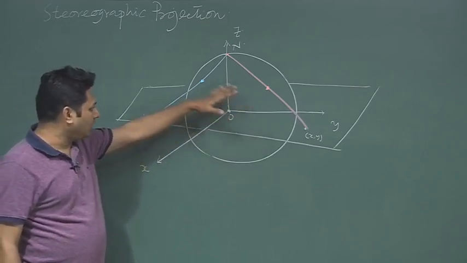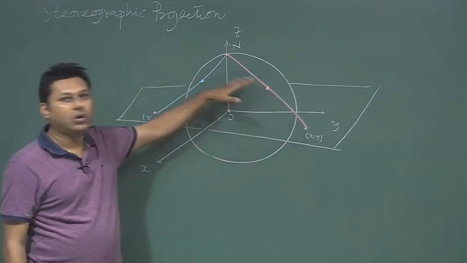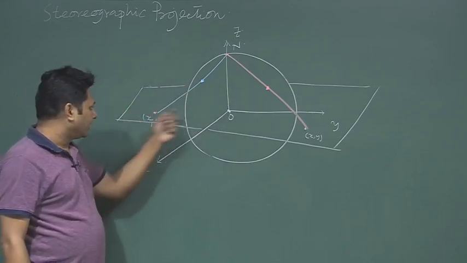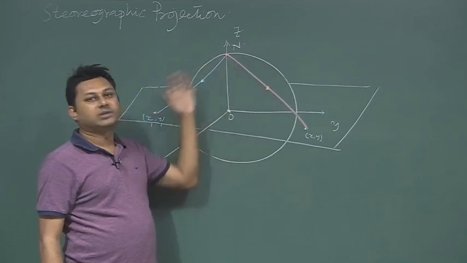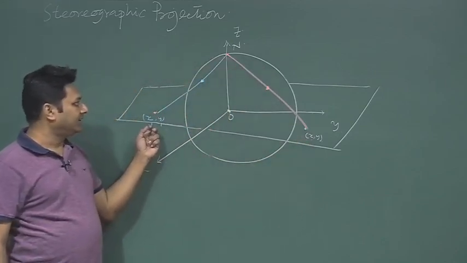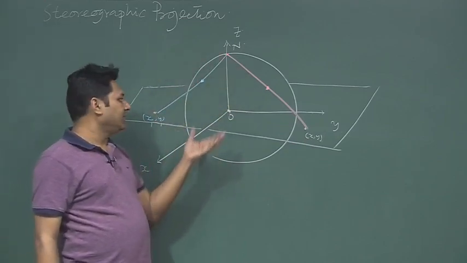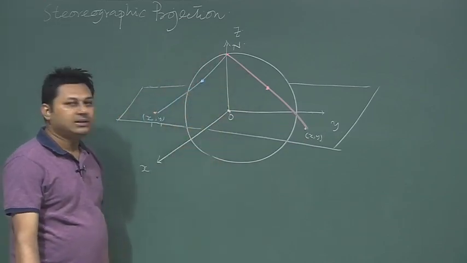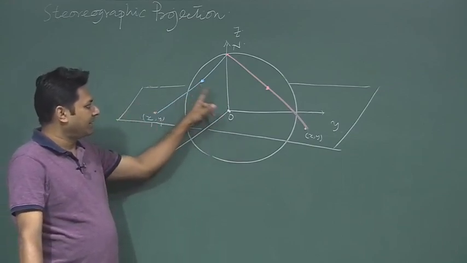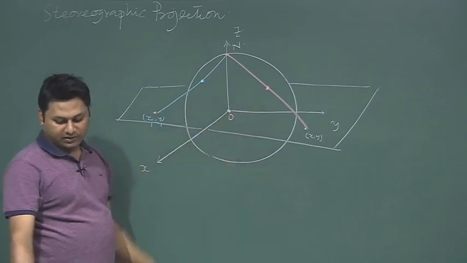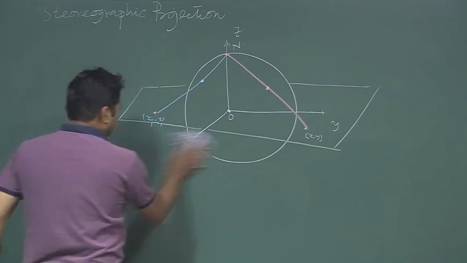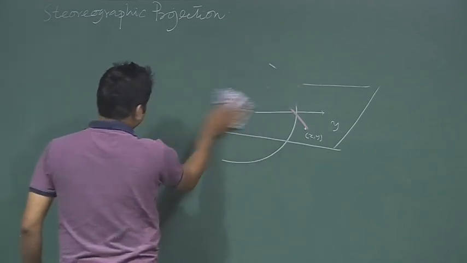So for all the points over the plane, I will have a unique point over the sphere. So that means this point can be projected by all the points over the sphere. There are an infinite number of points in the xy plane, and for each point I will have a unique point here over the sphere. Since the drawing is 3D, maybe it is difficult for you to realize the thing.